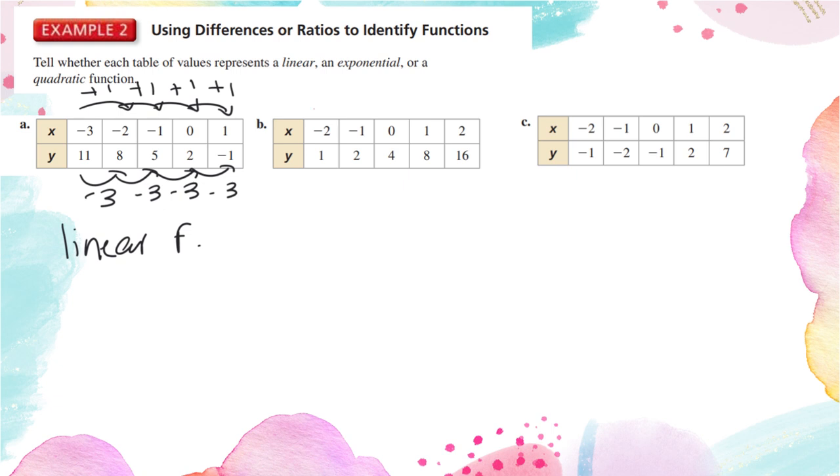And in B, between negative 2 and negative 1, we have plus 1, negative 1 and 0, plus 1, 0 and 1, plus 1, and 1 and 2, we have plus 1.